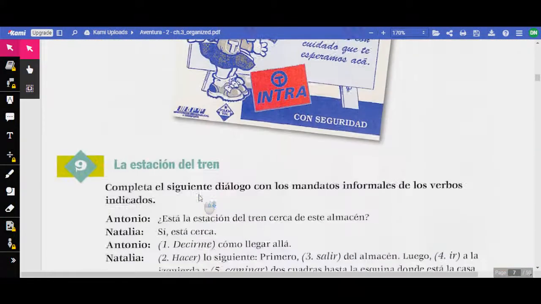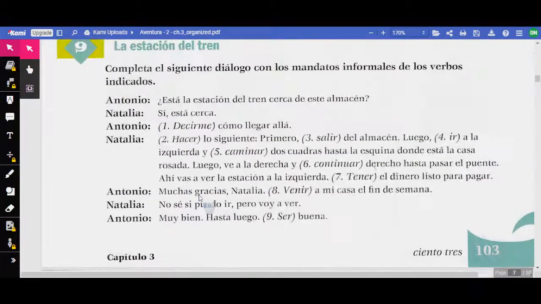So we go to 103. Same. There is the application of the command words. Decirme is to tell me. Hacer, to do, haz. Salir, to go out, sal. Ir, ve. Caminar, camina. Remember that.